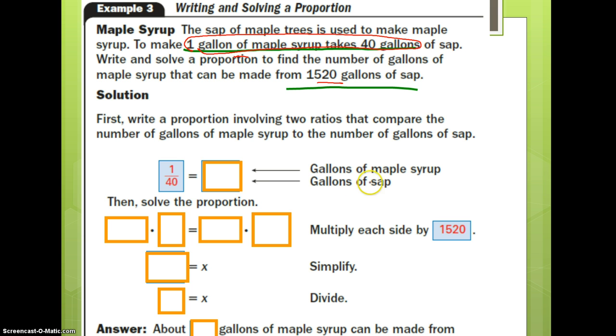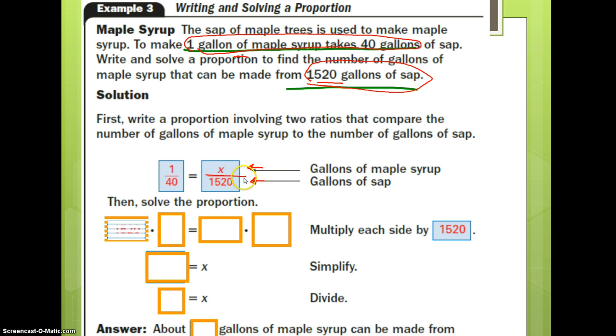Now, to set up the fractions, you have proportions. You have 2 fractions that equal to each other. You want to make sure that in the numerator, you have something that relates to each other. In this case, the gallons of maple syrup. And in the denominator, that relates to each other, which is gallons of sap. So, because I want gallons of sap in the denominator, and I know that I want to find out how many gallons of maple syrup 1,520 gallons of sap makes, you put 1,520 in the denominator.